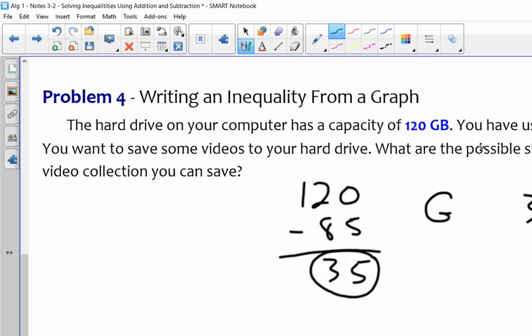Could I save anything less than 35? Sure. I could do 5, I could do 10, I could do 20. So that's going to tell me I have 35 gigabytes that I could use or something less than that. Okay, so we've got to be really careful how we read these and be able to do those.